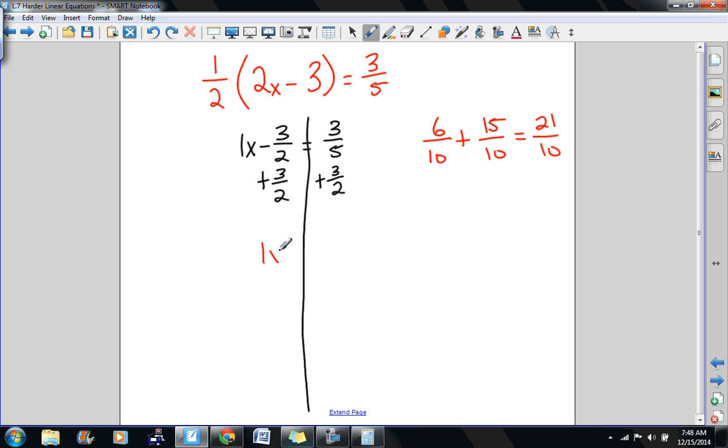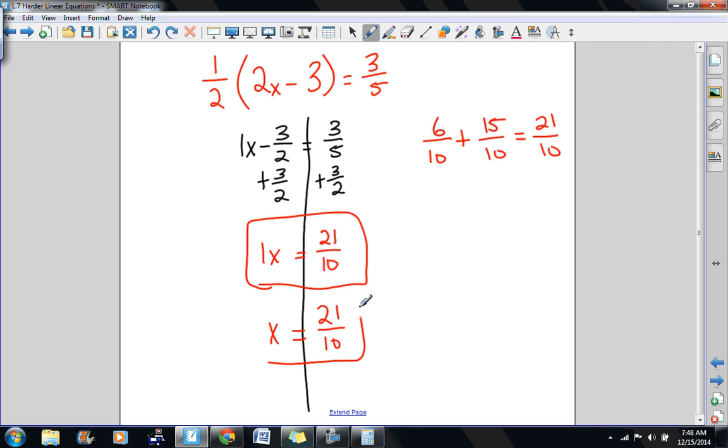So I'm going to get 1x is equal to 21/10. And since 1x is the same as regular x, because of the identity property, we are all done.